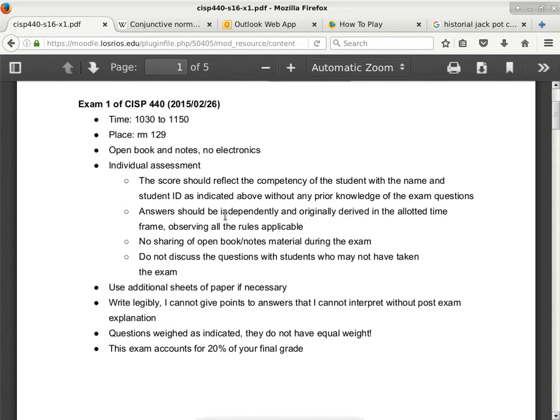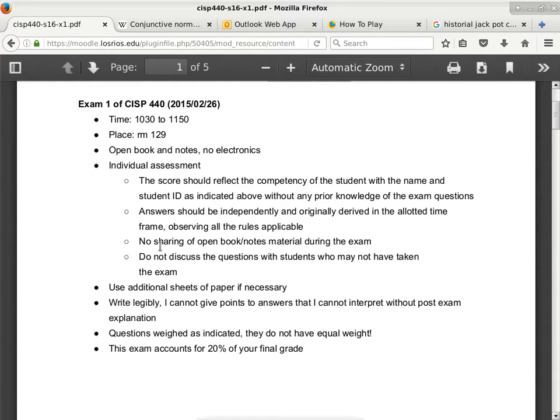Answers should be independently and originally derived in the allotted time frame, observing all the rules applicable. So just the basic stuff, I don't think there are any surprises here. No sharing of open book notes material during the exam.